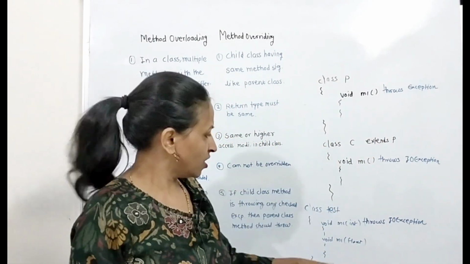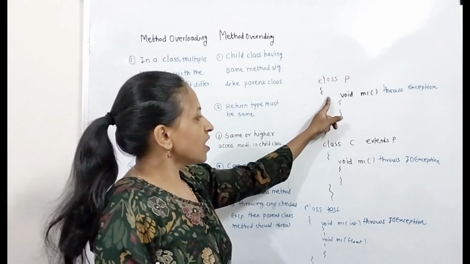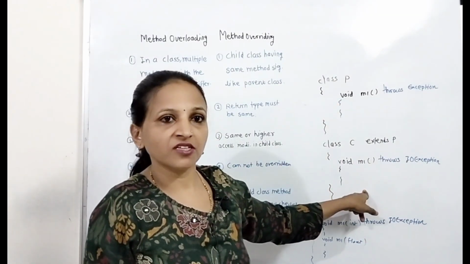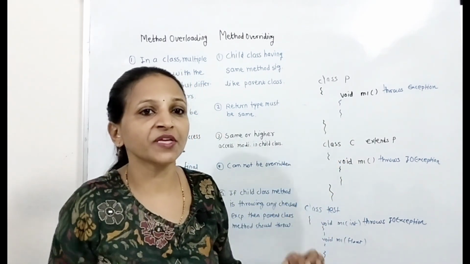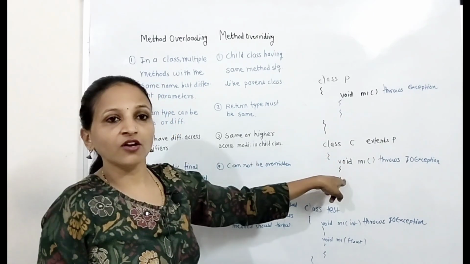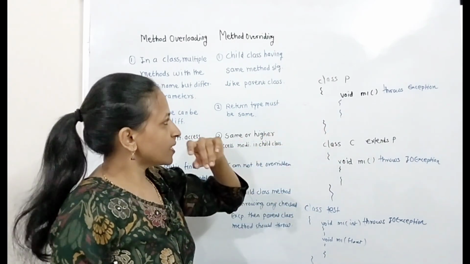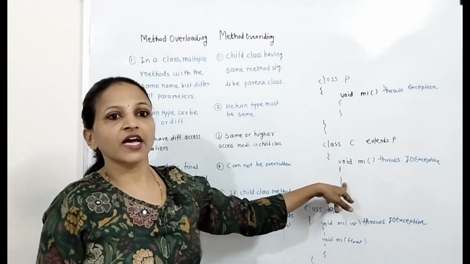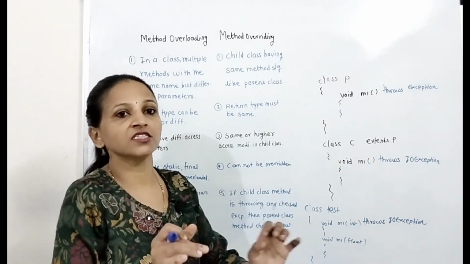Because these two methods are related with each other, there is a relationship between the parent-child methods. That's why there are always restrictions in case of method overriding. Here the access modifier should be the same. One more point is that the return type should be the same. For the access modifier, you can use a higher access modifier, meaning you can increase the scope.